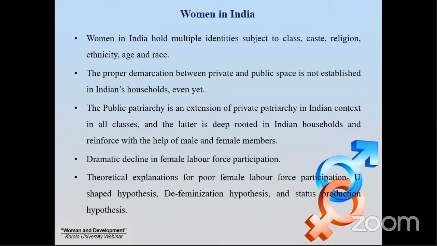So we know that women's labor force participation in the Indian scenario is very poor, and there are various theoretical explanations for that trend, including the U-shaped feminization hypothesis, the defeminization hypothesis, and the status projection hypothesis. All these theories acknowledge the gender division of labor. But in India, the status projection hypothesis and upward social mobility are the foremost drivers of women's exclusion from the labor market. And in the case of India, the fallback position of women is much worse than in the global scenario.